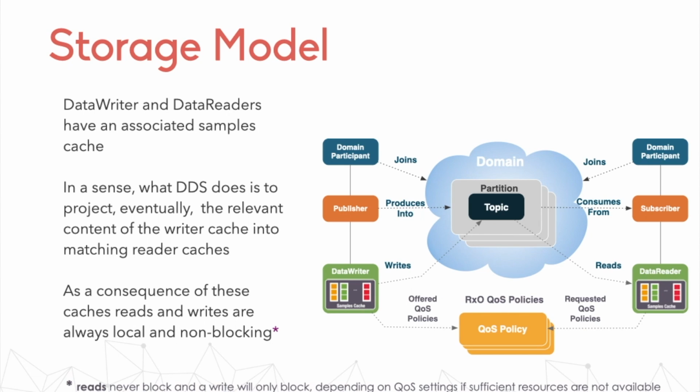As a consequence, both writes as well as reads in DDS are always local and non-blocking. There are only some rare cases in which a write might block up to a given timeout, which is when you're running out of resources. But all operations in DDS by default are non-blocking and they are all local operations. You have to think of DDS as having writers writing to the local cache and then having an alignment protocol that aligns this cache, projecting the relevant content on matching readers, and data readers just reading the local cache and taking out data in the most appropriate manner.